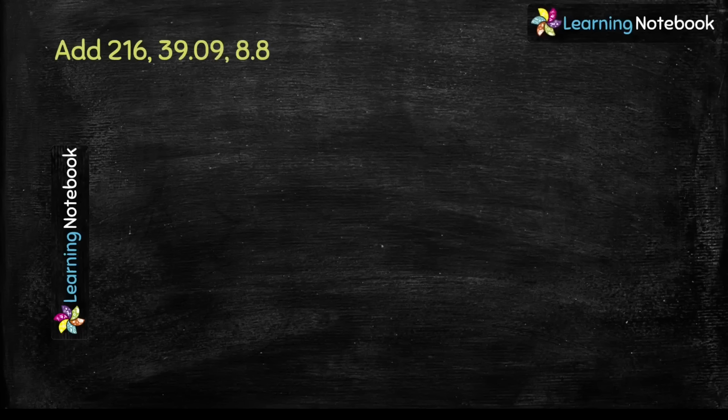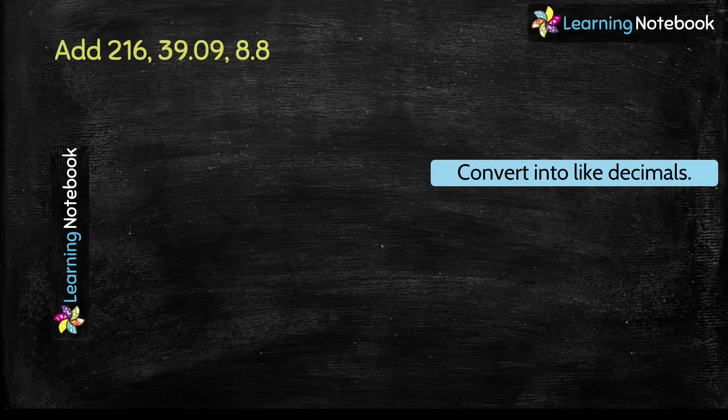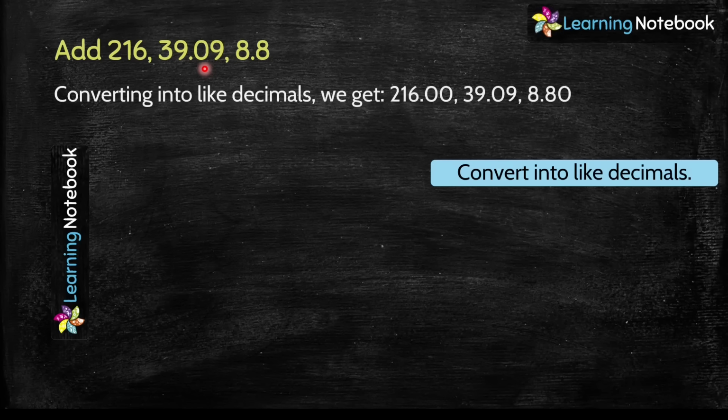Let's do another question. Add 216.39.09 and 8.8. So, let's do the step 1, which is to convert the given decimal numbers into like decimals. Here we can see maximum number of decimal places is 2. So let's convert each one of the given decimals into like decimals having 2 decimal places.